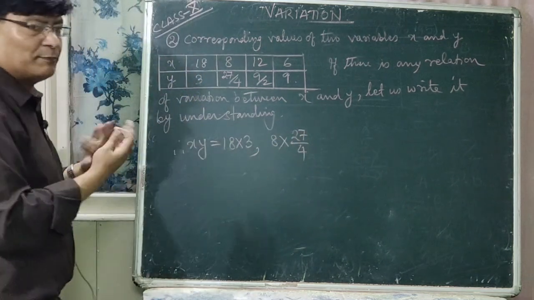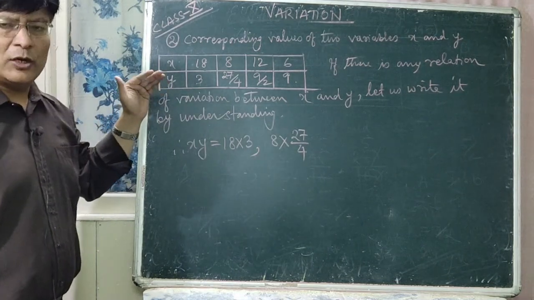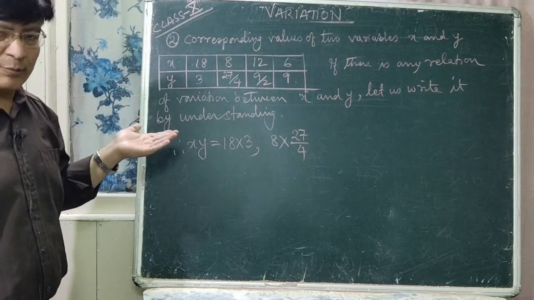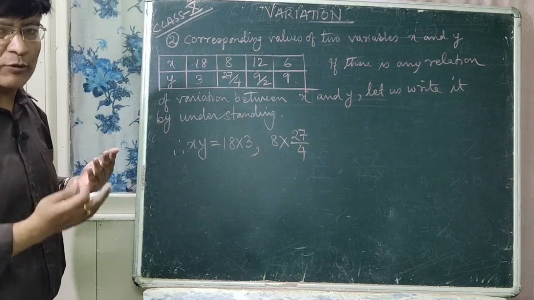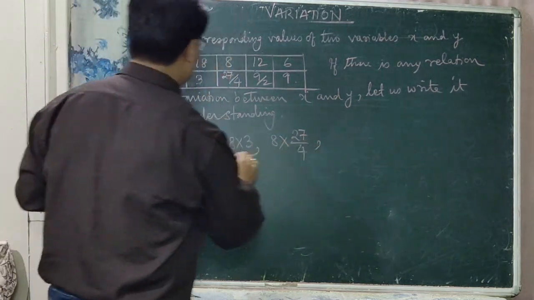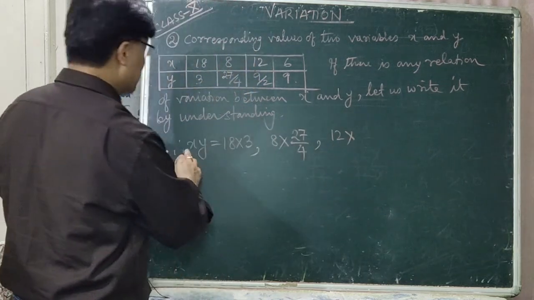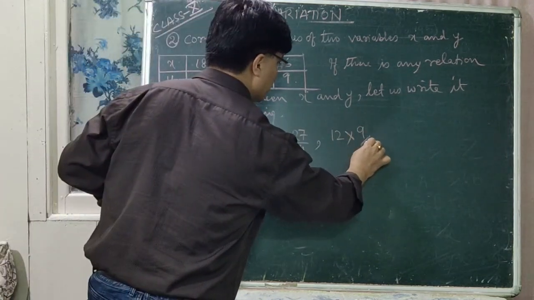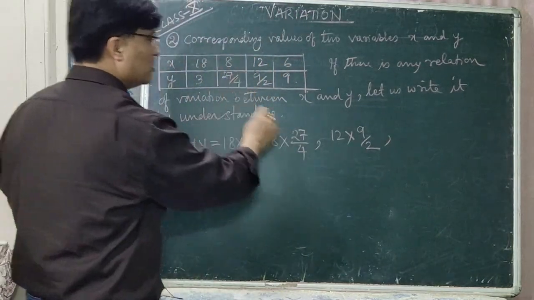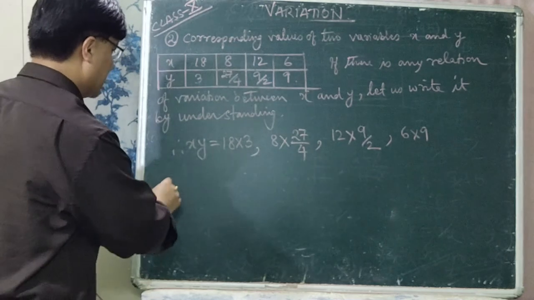Let us find out their product. Okay. So in this case, you cannot get the value for x upon y, because x upon y will not be equal out here. Let us check x into y. So again, when x is equal to 12, y is equal to 9 by 2, right? And also when x is equal to 6, y is equal to 9. So let us check it now.